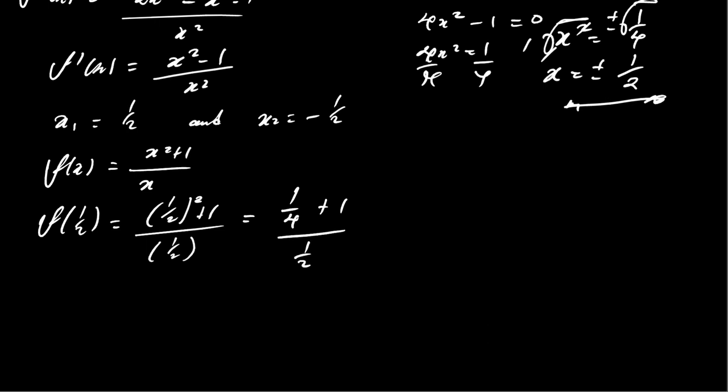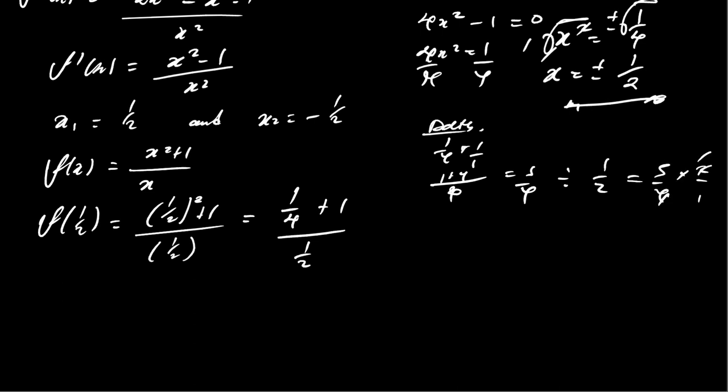After that, you can just do basic algebra. You can do a bit of working by the side. 1 over 4 plus 1 over 1, common denominator is 4. You have 1 plus 4, giving you 5 over 4. And that is divided by 1 over 2. So basically, you have 5 over 4 times 2 over 1, which reduces, and you end up having the final answer as 5 over 2 as your first y value.